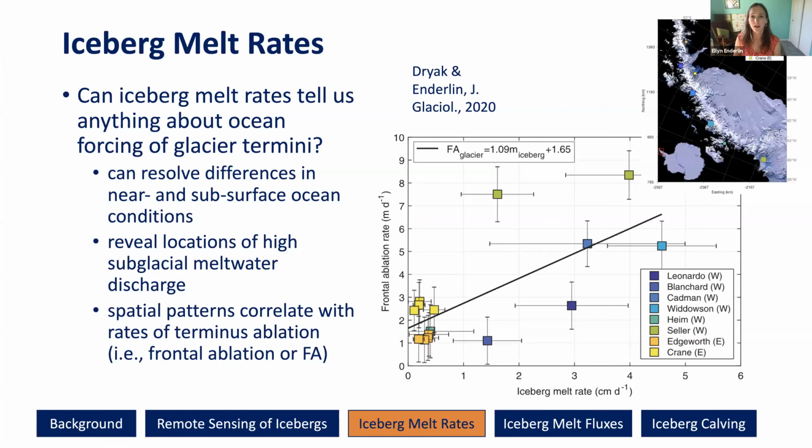And then finally, my master's student who finished last year, Mariama Dryack, and I had a paper just come out this past year that showed that these spatial patterns in iceberg melt rates correlate well with terminus ablation, or frontal ablation, as we called it in this paper. And so this is showing us that, again, there could be a really strong link between variations in this melt forcing of these glaciers and how quickly their terminus positions are changing over time.